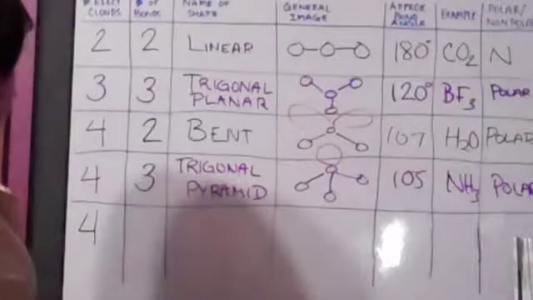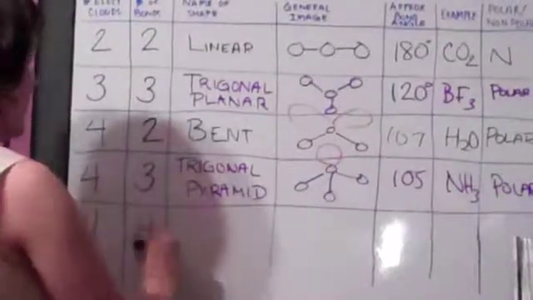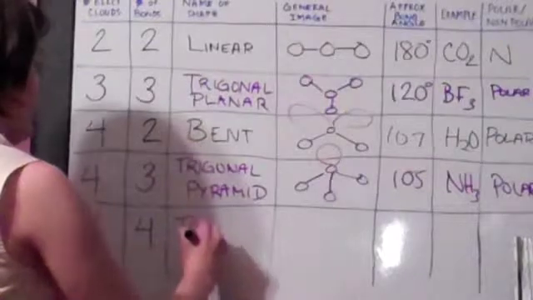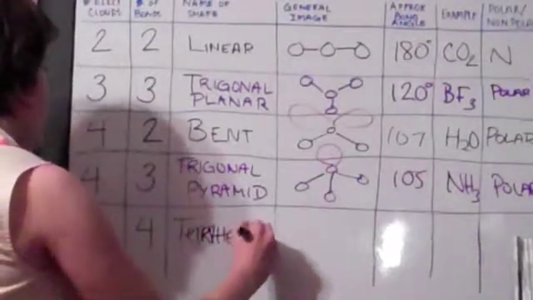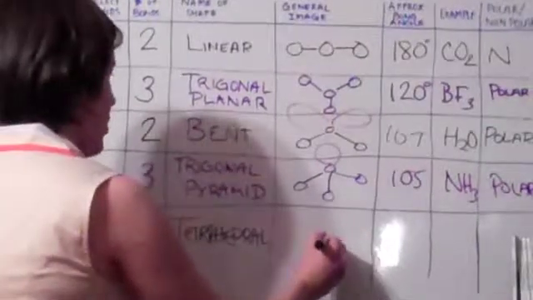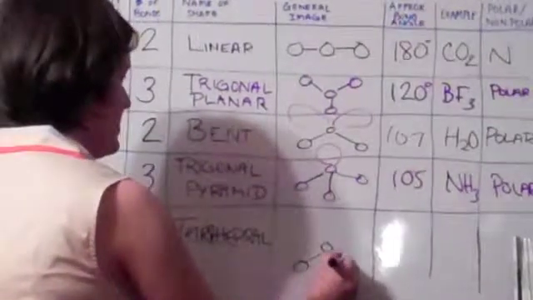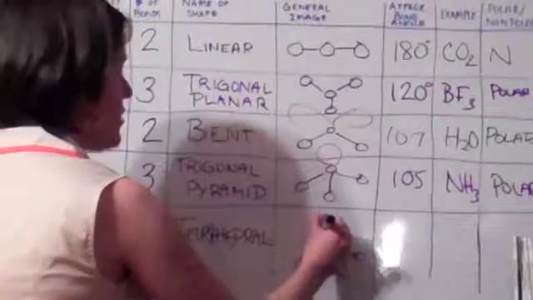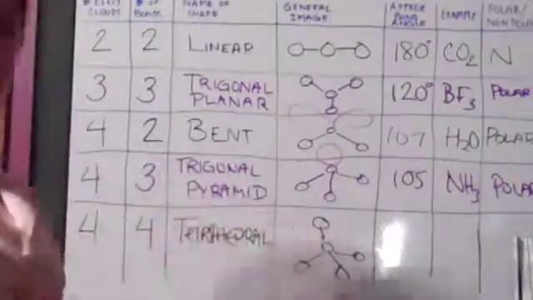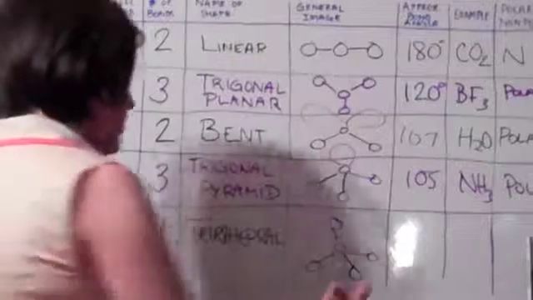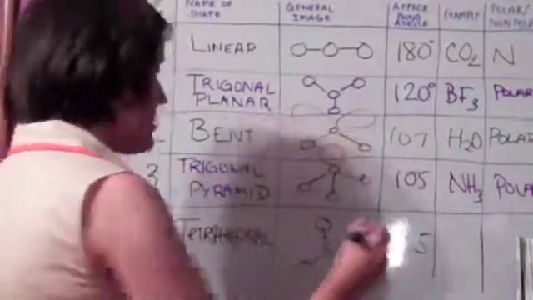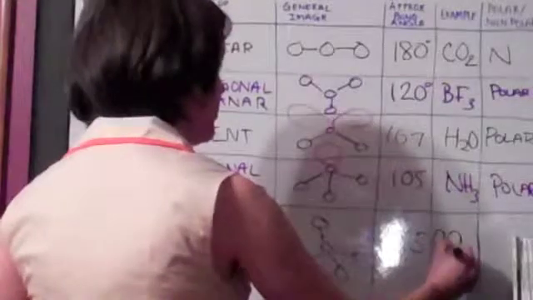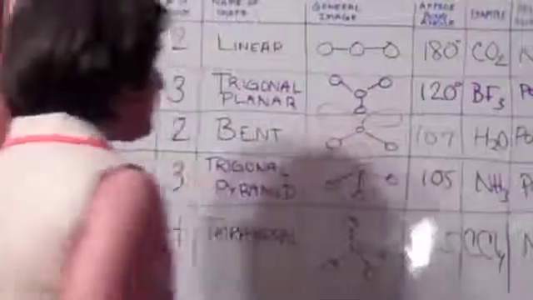Our last one, 4 electron clouds and 4 bonds, is tetrahedral. And that looks almost like the trigonal pyramid, except instead of that extra electron cloud that I drew up there, it's got something actually bonded to it. The bond angles are 109.5. And an example would be carbon tetrachloride, CCl4. And those are going to be non-polar. They're going to cancel each other.